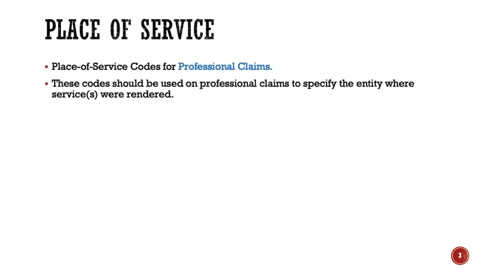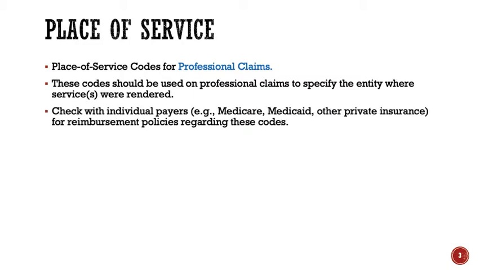Place of service codes are used in professional claims. These codes should be used on professional claims to specify the entity where services were rendered. Place of service codes need to be checked with individual payers, for example, Medicare, Medicaid, or other private insurance for reimbursement policies regarding these codes.